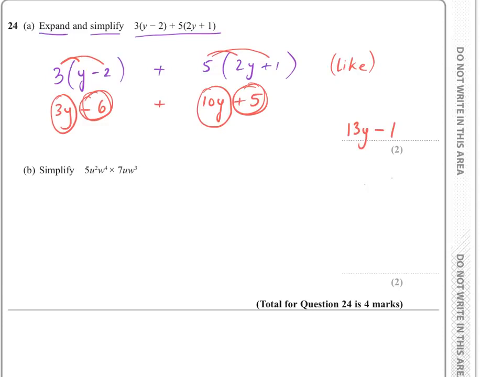13y take away 1. One way you could have done this is just by looking at this. You could have seen 3y and 10y make 13y, and then you could have seen 3 times minus 2, which is minus 6, and then 5 times 1 is 5, and then collected those together and had minus 6 add 5, and you would have still got negative 1.